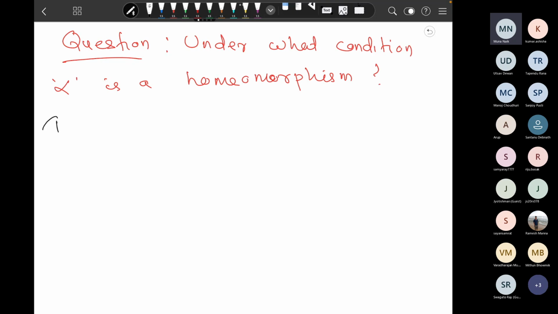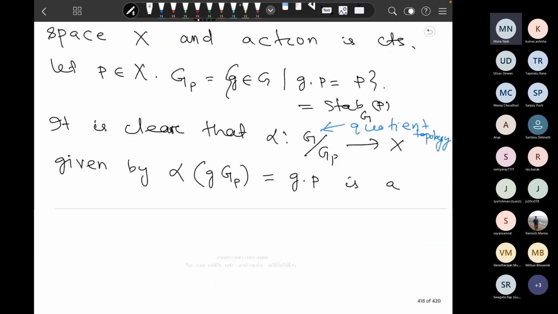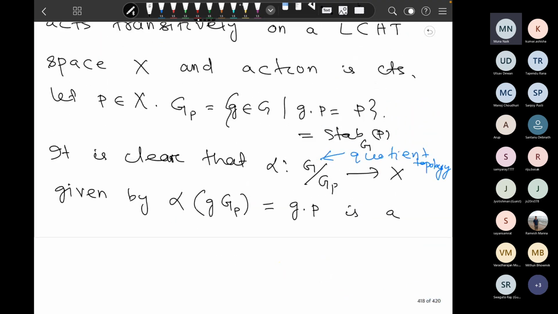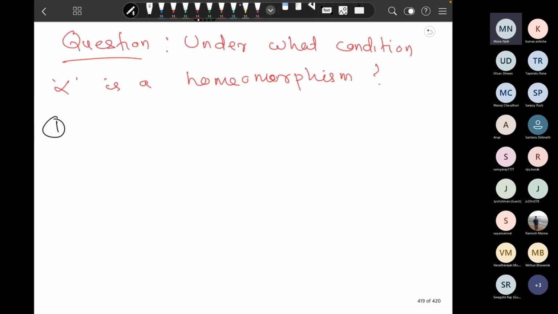But there is one situation where you can really say that alpha is a homeomorphism. What is that situation? See, X is a Hausdorff space, and alpha is a continuous and bijective map, right? If X is a Hausdorff space, and if G mod GP is compact, then you can say that this alpha is a homeomorphism.